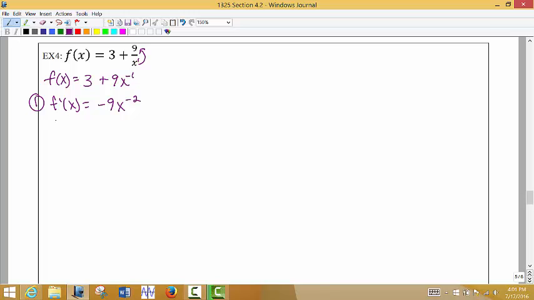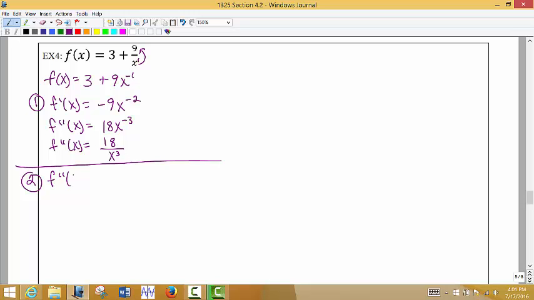All right. Now we need the second derivative to determine concavity. So negative 2 times negative 9 is a positive 18, and then once again I'm going to reduce the power by 1, so I get negative 3. Alright, before I go on, since I'm going to use this to answer some questions, I'm going to go ahead and write it with positive exponents again, which means I'm going to bring x to the positive 3 power down to the bottom.